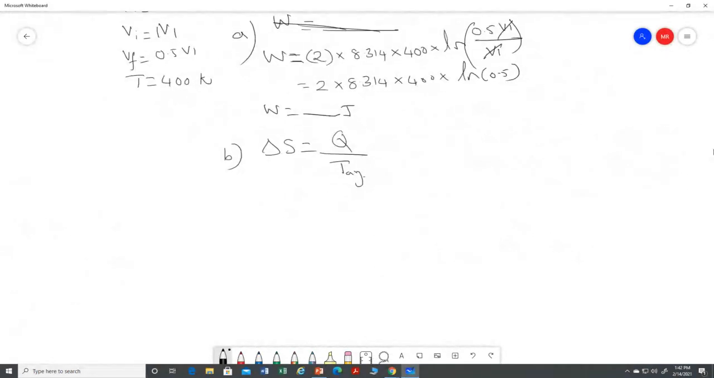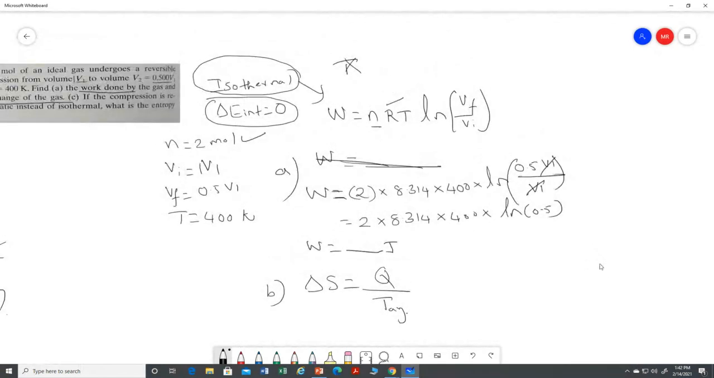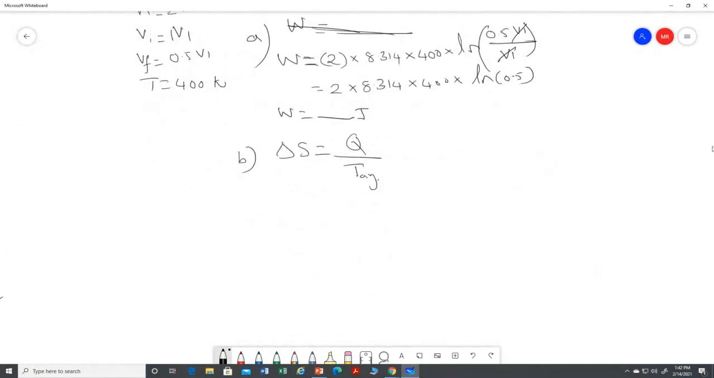Am I right? Yes. What is isothermal? Change in internal energy is equal to 0. So I'm going to write the first law of thermodynamics. What is your first law of thermodynamics? Q is equal to change in internal energy plus work done. Am I right? Yes. So your change in internal energy is 0 because of the isothermal condition. So Q is equal to work. So in this place, I can put W here. Am I right? Yes.